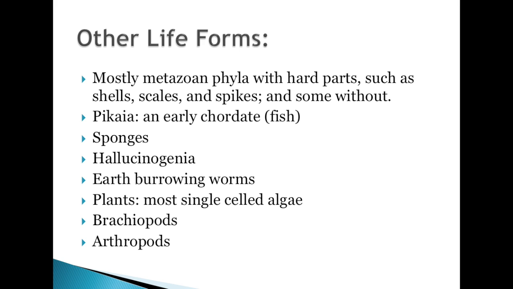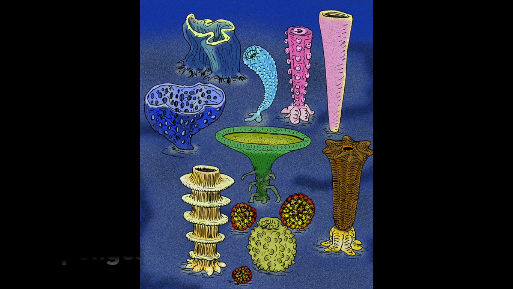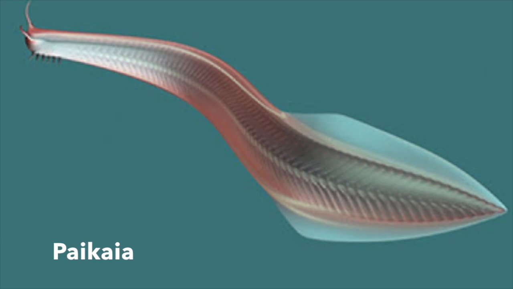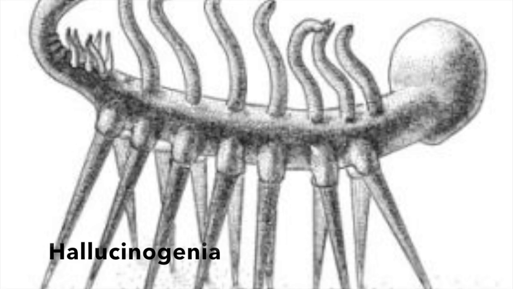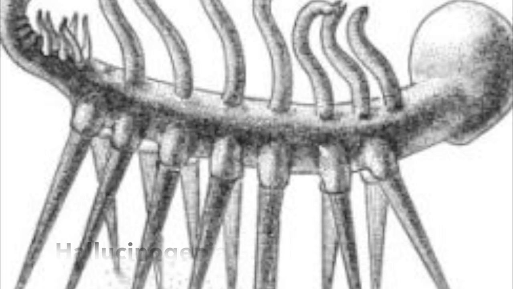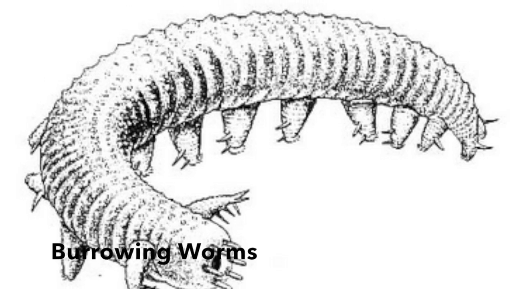They were mostly metazoan phyla with hard parts, such as shells, scales, and spikes, although there were some without. There was the Pikaia, which is an early form of a fish, sponges, Hallucigenia, earth-burrowing worms, and plants, which were mostly single-celled algae at this time. There are also brachiopods and many other forms of arthropods.